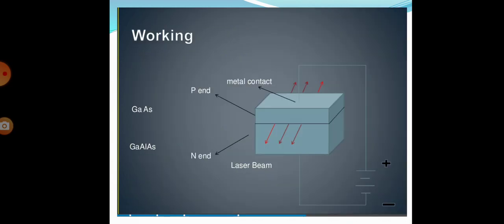Working of homojunction semiconductor laser. The schematic diagram of the homojunction semiconductor laser is as shown in the figure. The P end of the diode is connected to the positive terminal of the battery. The N end is connected to the negative terminal of the battery. The holes and electrons diffuse across the junction and recombine with each other, and the recombination produces radiation in the form of light.